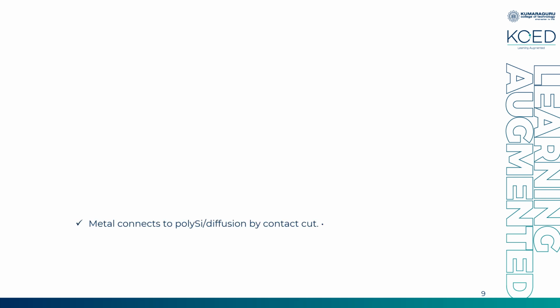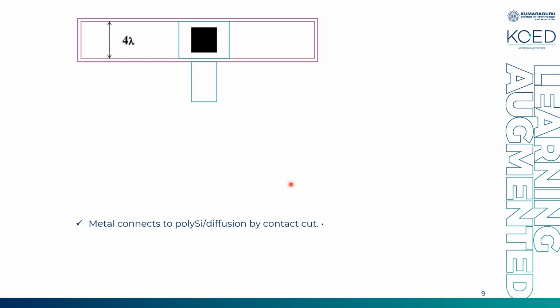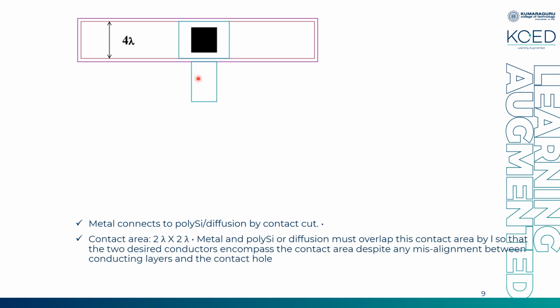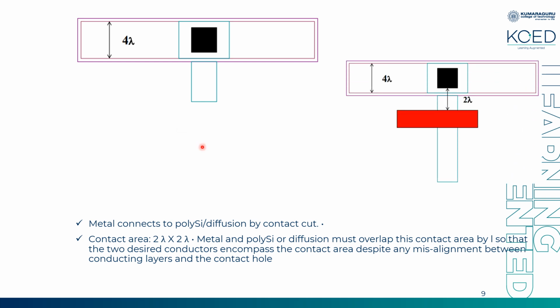Metal connects to polysilicon or diffusion by a contact. This is the contact cut, a black square surrounded by your metal. This contact area has to be 2 lambda cross 2 lambda. The squared area will be 2 lambda cross 2 lambda. Fine, so this is your spacing and other details.